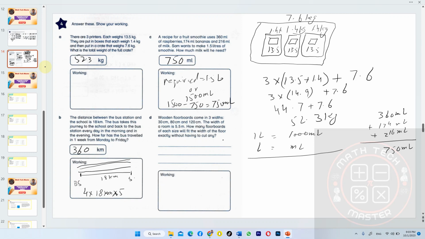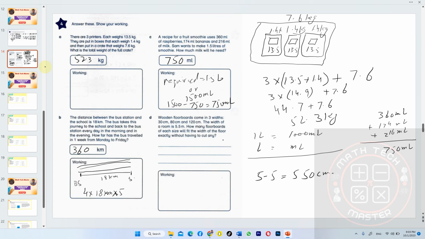Now the wooden floorboards come in 3 widths. How many widths? 3. So 30 centimeters, 80 centimeters and 120 centimeters. The width of a room is 5.5 meters. So 5.5 meters is equal to 550 centimeters. How many floorboards of each will fit the width of the floor exactly without having to cut any?